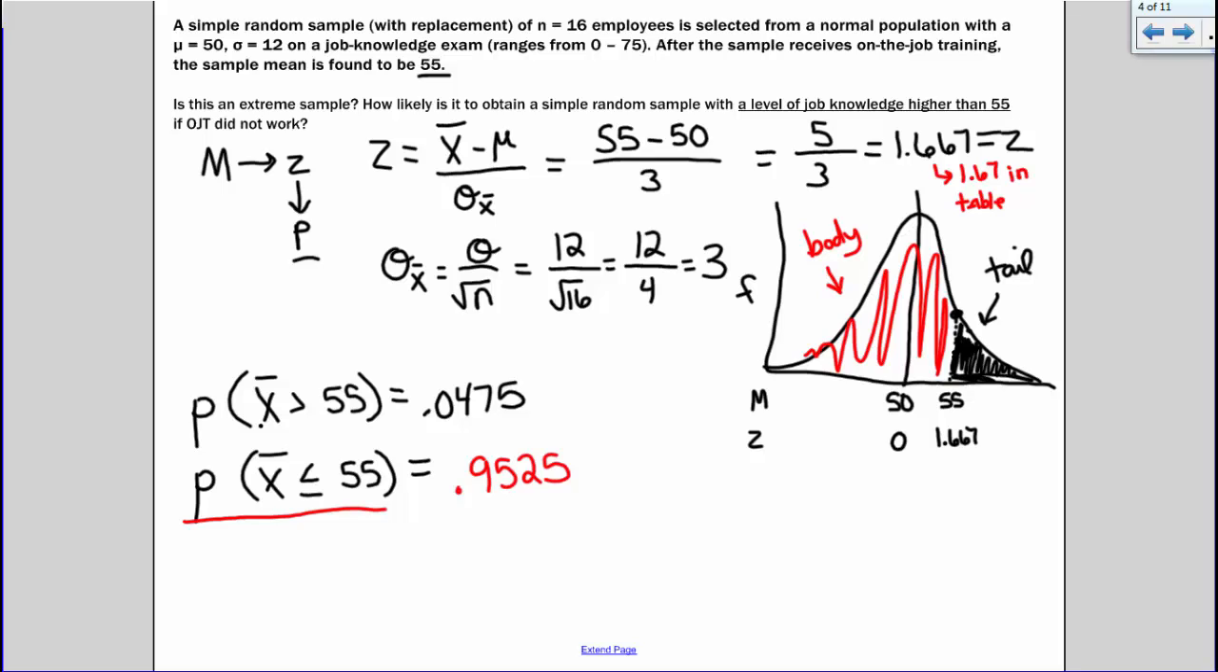So we're saying that it's highly unlikely that you would get a mean greater than 55 if on-the-job training worked. So it's too bad we didn't get a mean greater than 55. And it's pretty likely that you would get a sample mean less than or equal to 55 from this population on job knowledge, right? That's what this represents, the mean of job knowledge, if on-the-job training did not work.